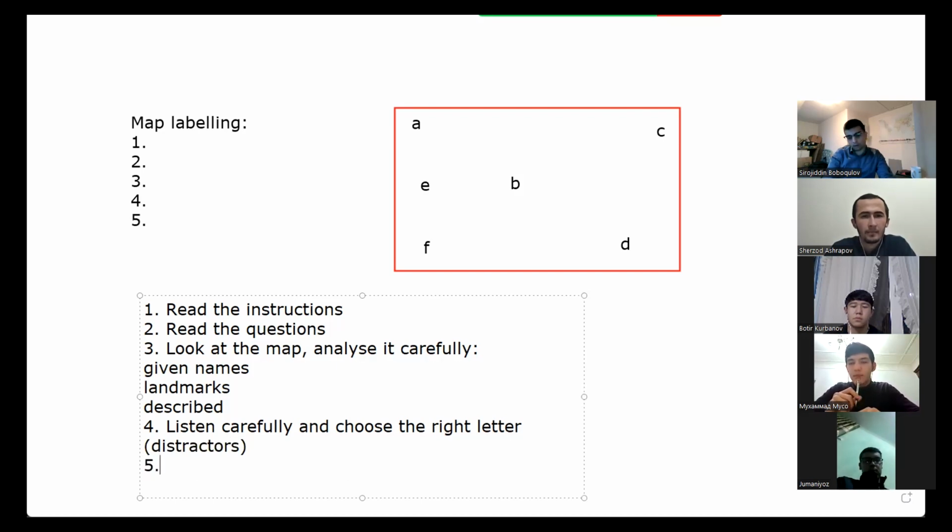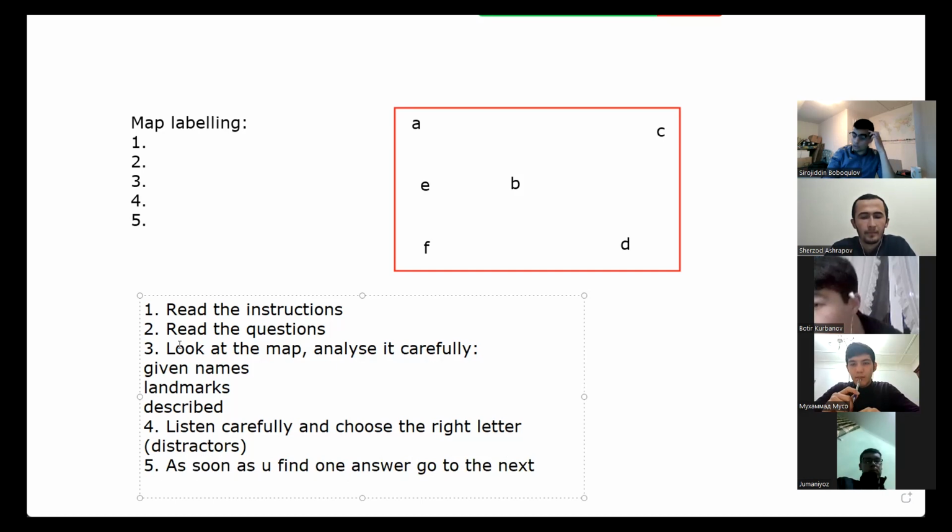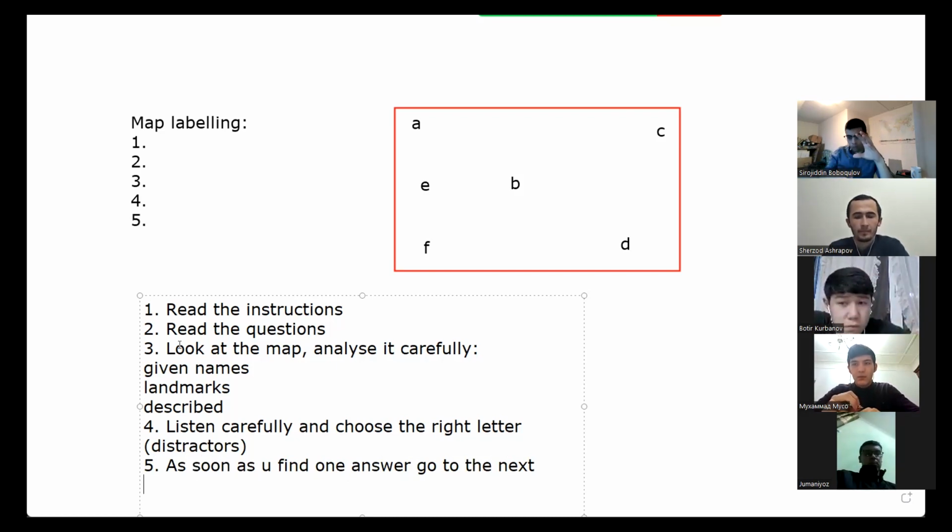And finally, 5, as soon as you find one answer, go to the next. So guys, I use the words as soon as on purpose, because as soon as shows that you must hurry, actually, right? So you found one answer, go to the next one. Second, go to the next one.